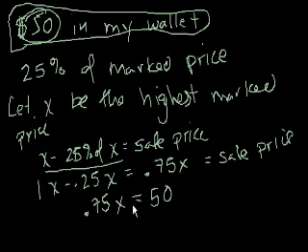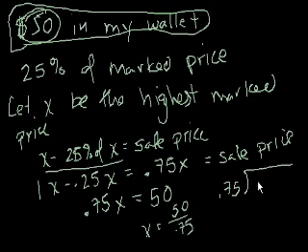So going back to how we did these problems before, we just divide both sides by 0.75, and we say that the highest marked price that I can afford is 50 divided by 0.75. And let's figure out what that is. 0.75 goes into 50. Let's add some zeros in the back. If I take this decimal, move it 2 to the right, and take this decimal, move it 2 to the right, it goes right there. So 0.75 goes into 50 the same number of times that 75 goes into 5,000.